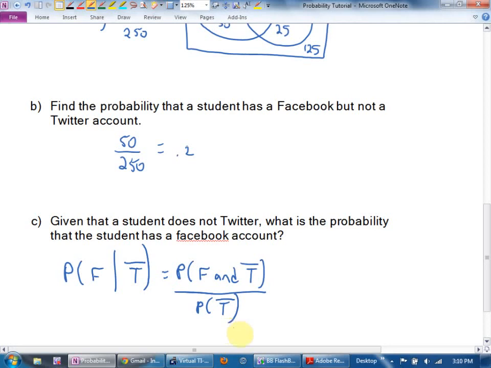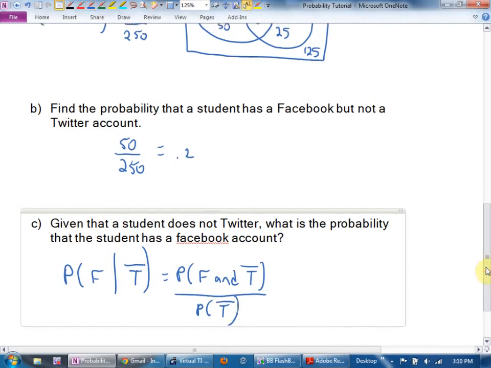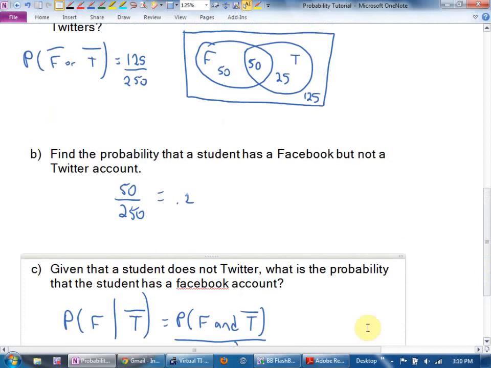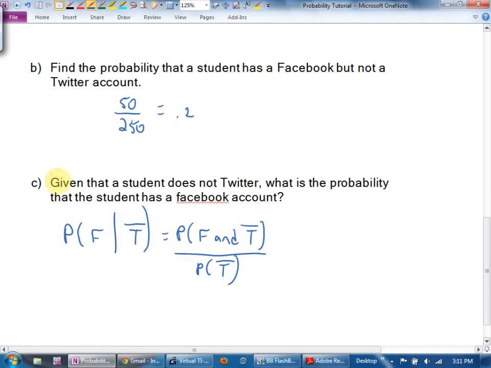Now let's look at my Venn diagram. How many are in the Facebook and not in the Twitter at the same time? Well, these two groups are in the Facebook. But you know what? I think only this one is in the Facebook and not in Twitter at the same time. In fact, it's the same as the answer for B, as it turns out. It's going to be 50 over 250.